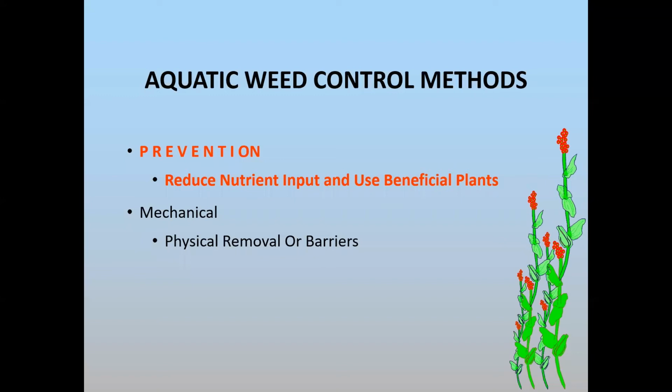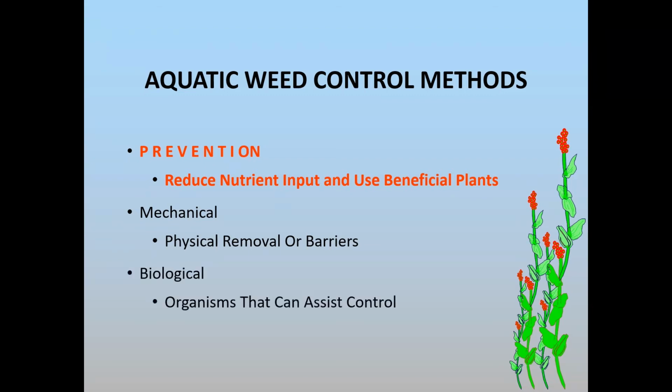One of the first control methods is mechanical, and this includes physical removal or some sort of barrier, whether a physical barrier or a chemical or a shade agent, a dye essentially, that will shade out the light. So mechanical removal, if you think about it, obviously is labor intensive or machine intensive. There are machines that can remove plants, particularly floating types of plants, that you can hire out.